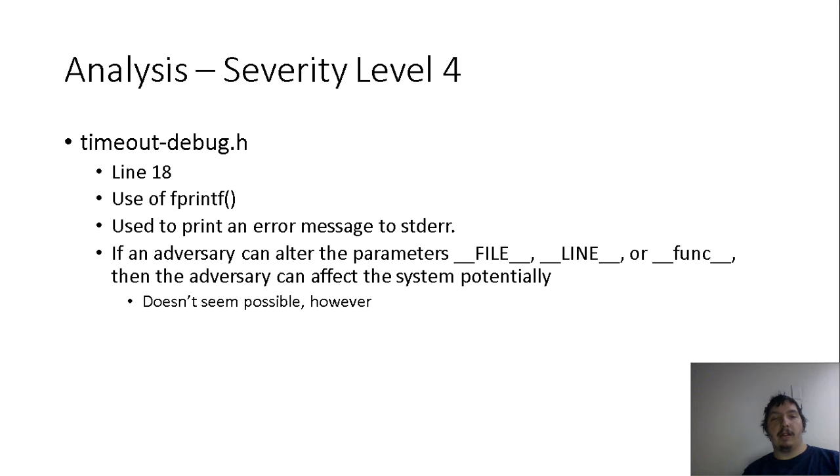In timeout debug.h, we have fprintf. For the record, just about every printf function makes its appearance here in my little analysis. And this is used to print an error message to the standard error. And if the adversary can alter the parameters, which are file, line, and function, then the adversary can maybe affect the system. But I didn't see a way where this could happen. So there's that.